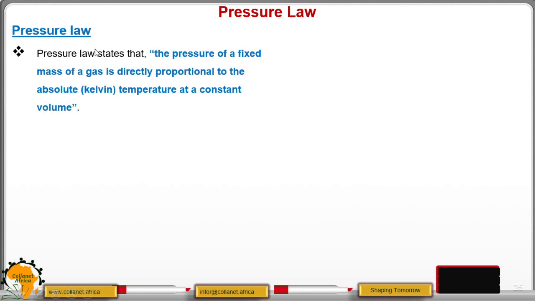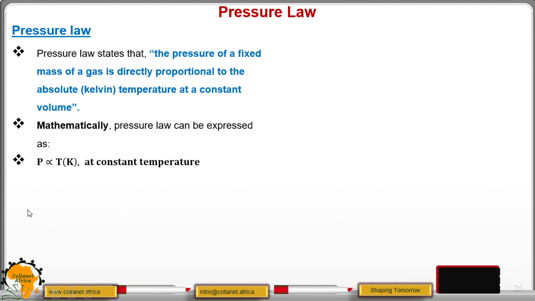we have the pressure law. And we have seen from our illustration that we are keeping the volume constant. But the pressure and the temperature, we have seen that they are directly proportional. Therefore, we can state the law as: the pressure of a fixed mass of a gas is directly proportional to its absolute temperature at constant volume. So mathematically, we have that the pressure is directly proportional to temperature at constant volume.